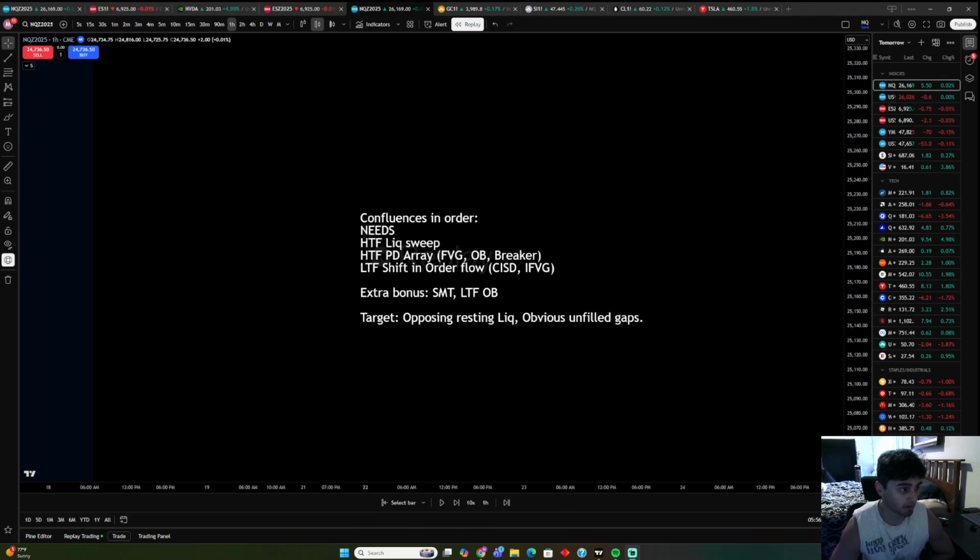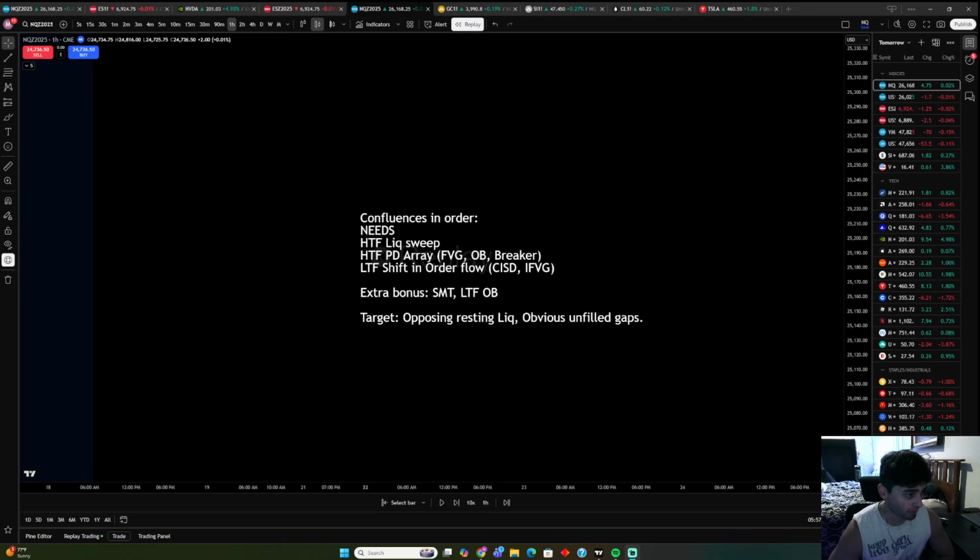So, I'm gonna be going over the A plus setup that I take every single day, or whenever it presents itself, a couple times a week, whatever it may be. This is usually what I trade. This is like 90 to 95% of my trades. I have a few other models I use, but this is the number one model that I use for making $30,000 to $40,000 months.